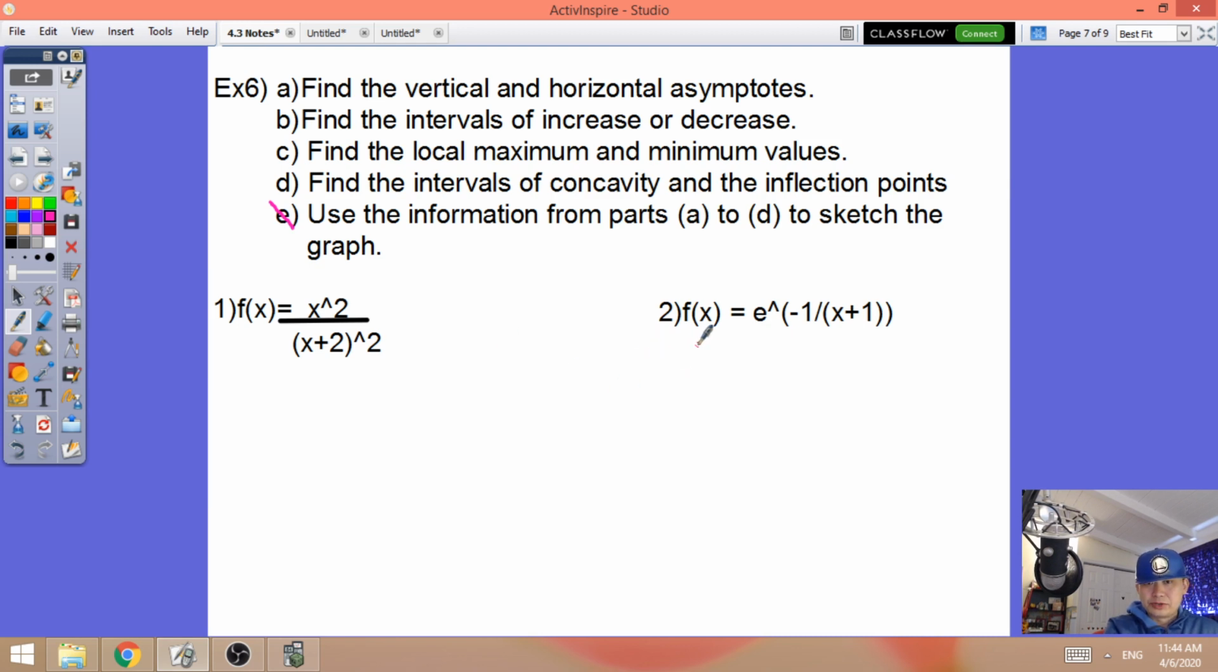So first thing that you want to do, find VA, HA. This one is written as e to the power of negative 1 over x plus 1. So obviously the VA would be considered negative 1. Okay?